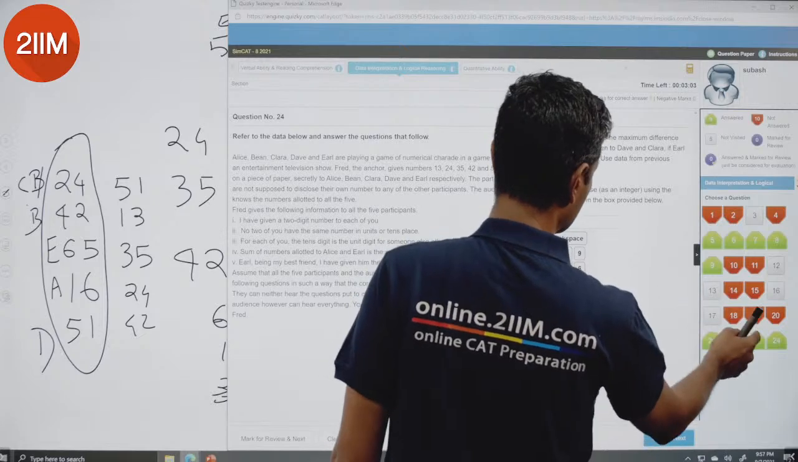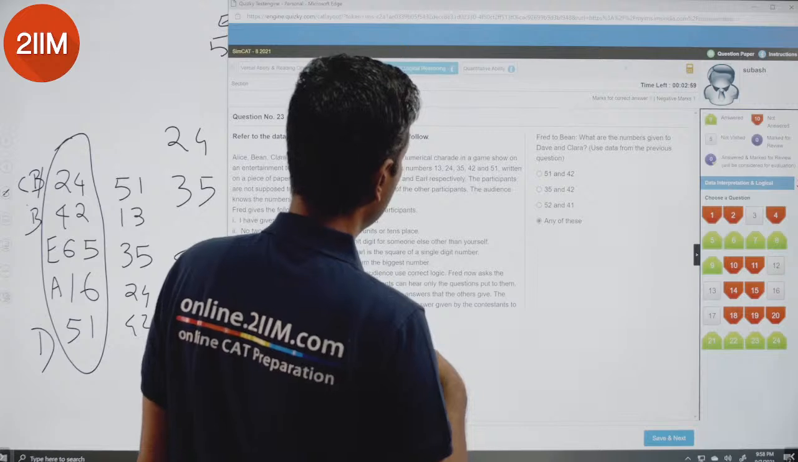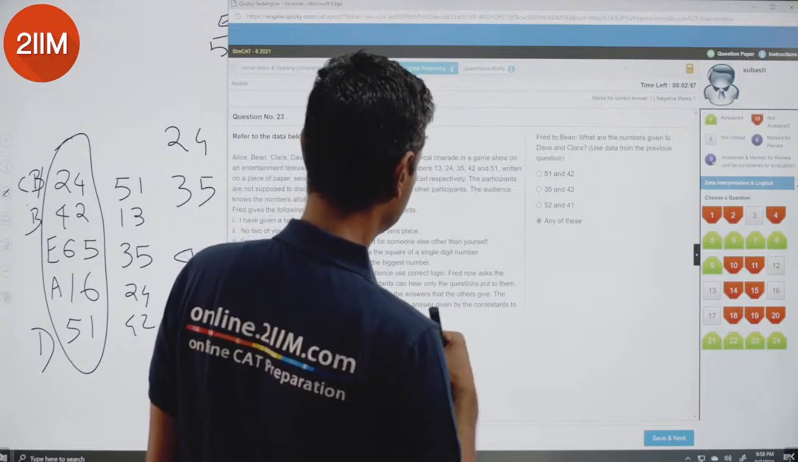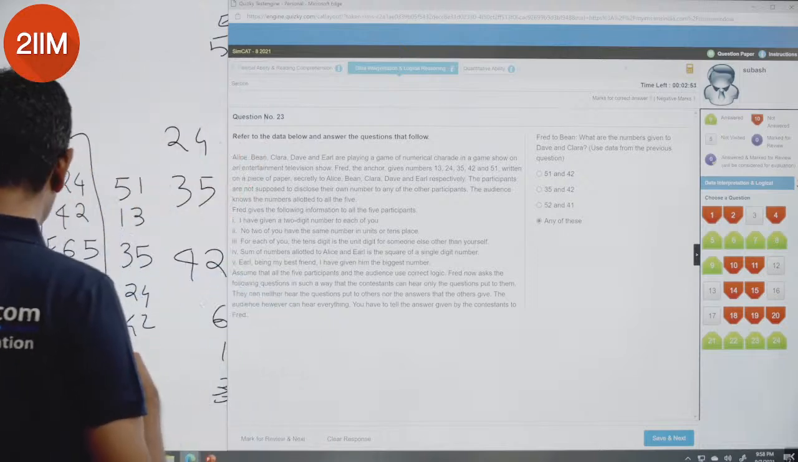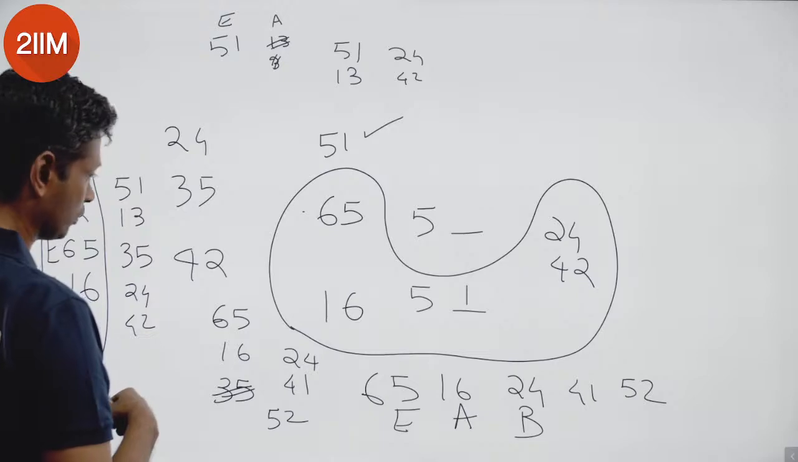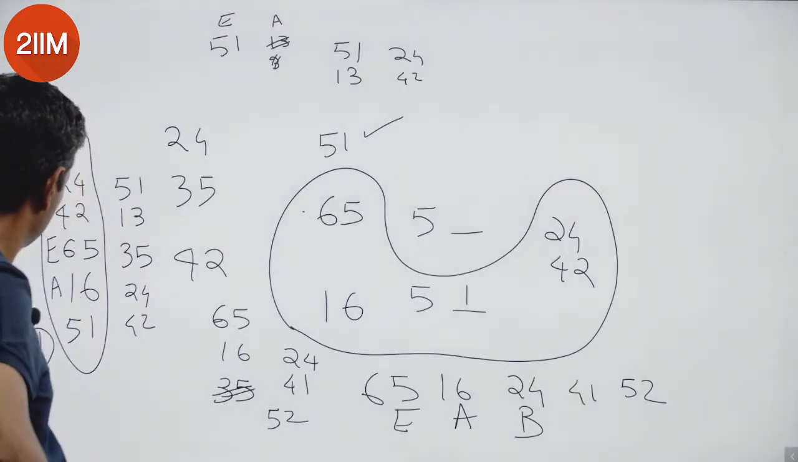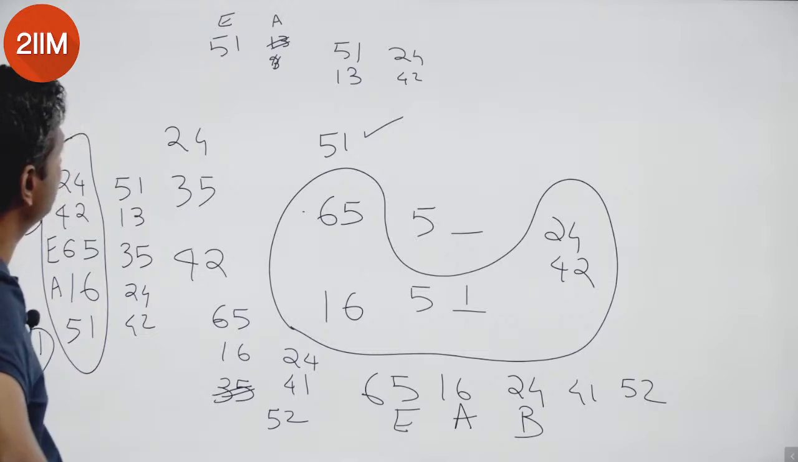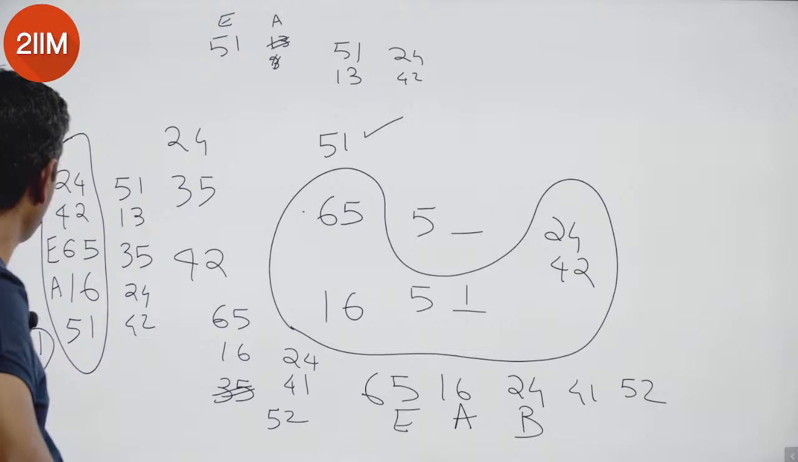So let's go to the previous question. What are the numbers given to Dave and Clara? 52 and 41, 35 and 42, 51 and 42. So 65, 16, 52 and 41, 51 and 42, 65, 16.